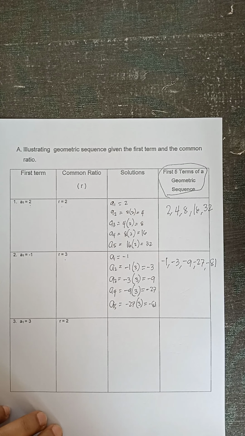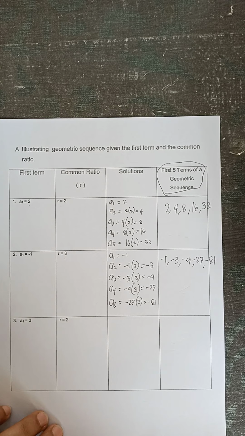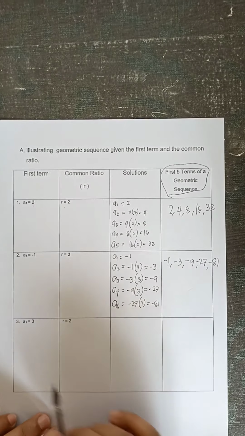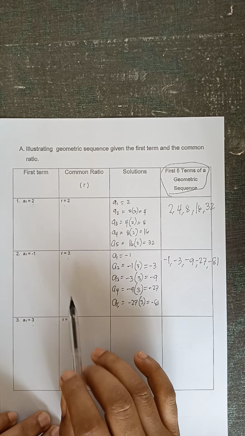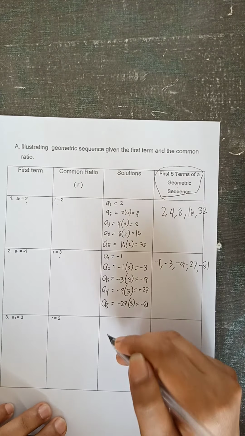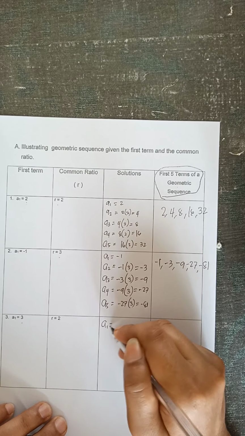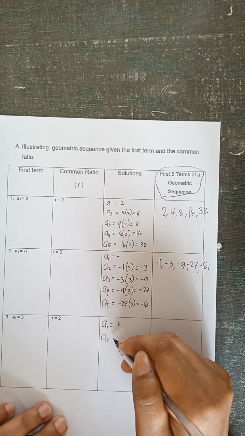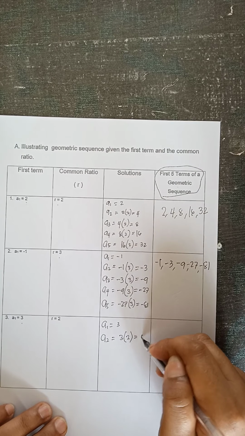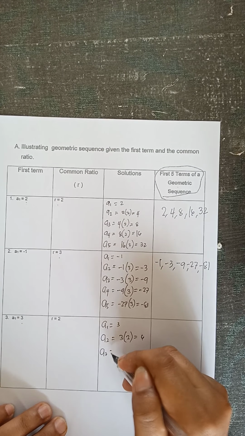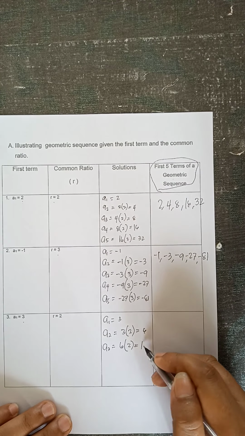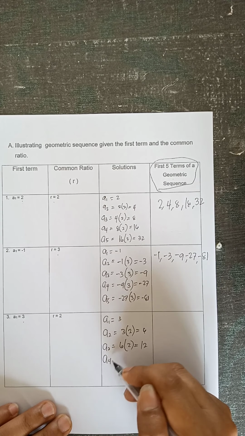And lastly, for our third example for module number 4, which is illustrating the geometric sequence, given are the first term 3 and the common ratio, which is positive 2. So I have solution. A sub 1 is equal to 3, a sub 2 that is equal to 3 times the common ratio, which is 2, equals to 6. A sub 3 is equal to 6 times the common ratio equals 12.